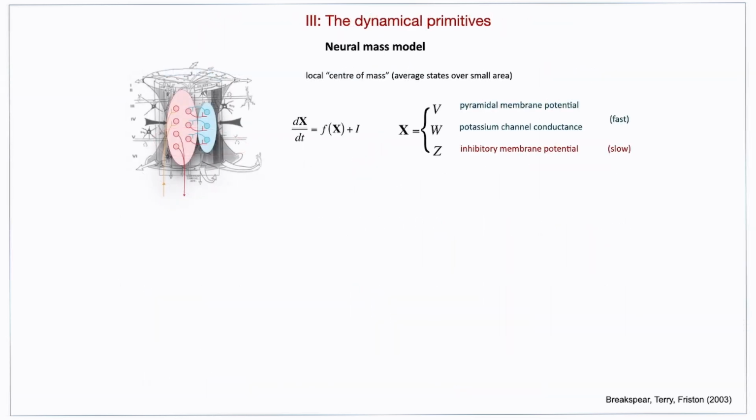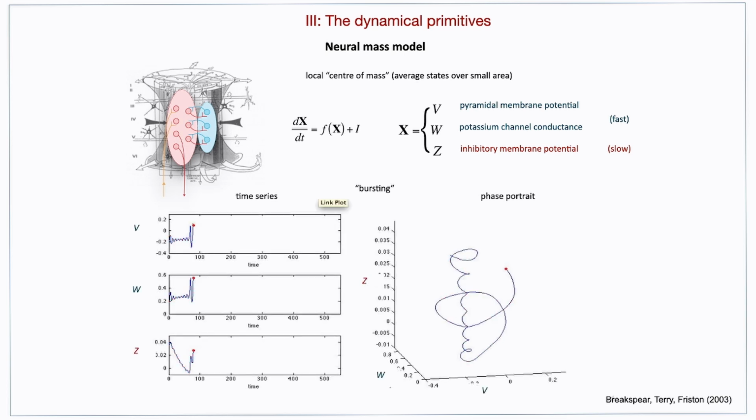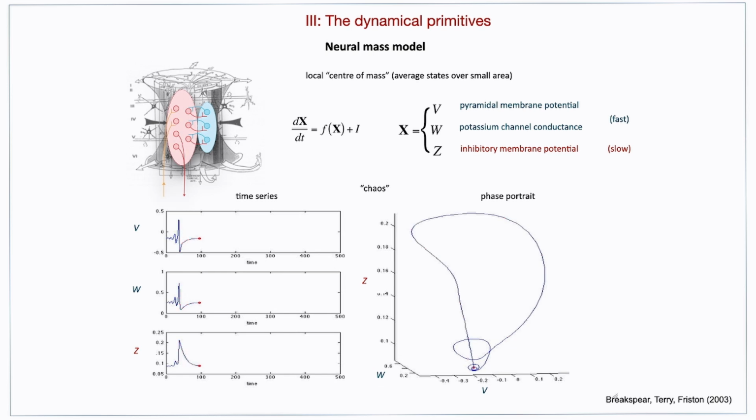So there's the Breakspear Terry Friston. John had it in his taxonomy, made me feel very proud, if somewhat embarrassed, because it's a very archaic system. It's a 3-dimensional system. It can do bursting with an attractor like this, and with a tuning of one of the parameters, it can also do a form of chaotic oscillations like this.